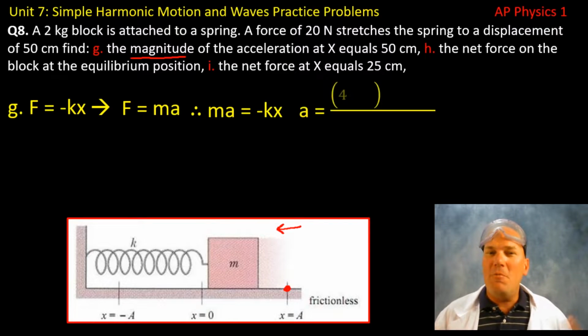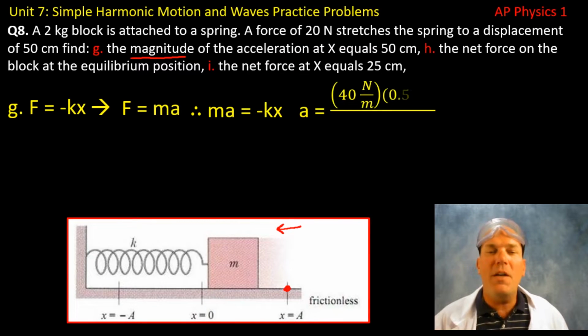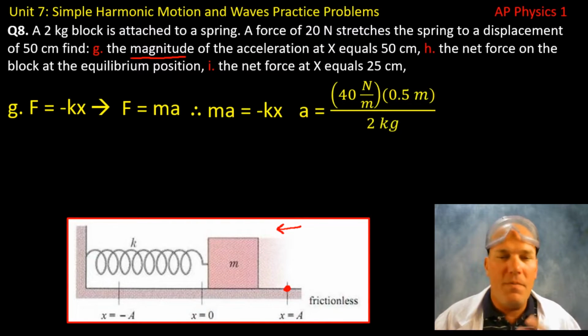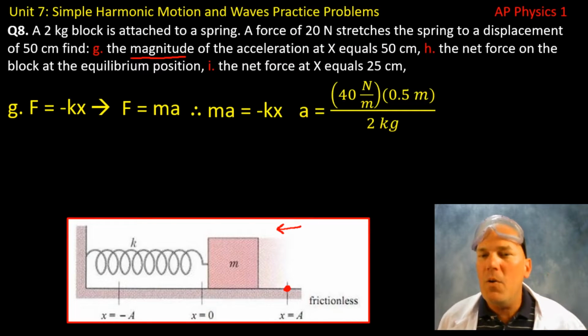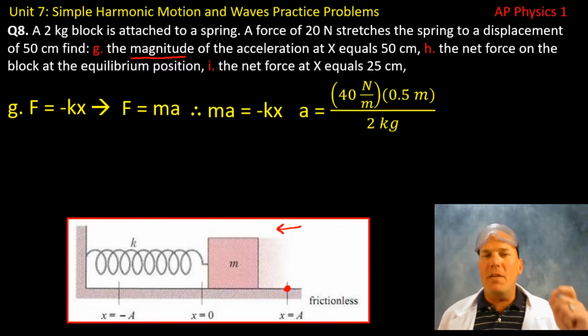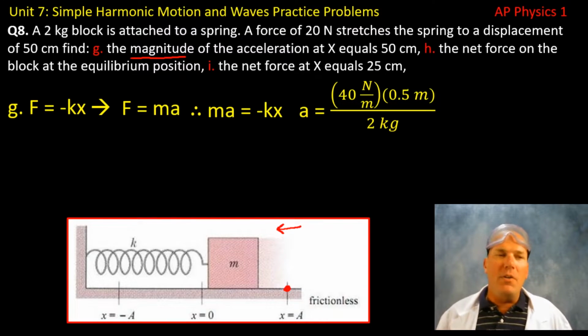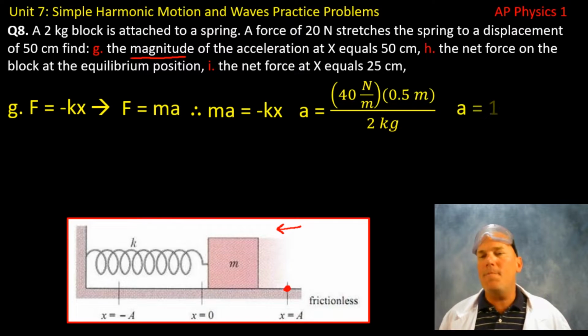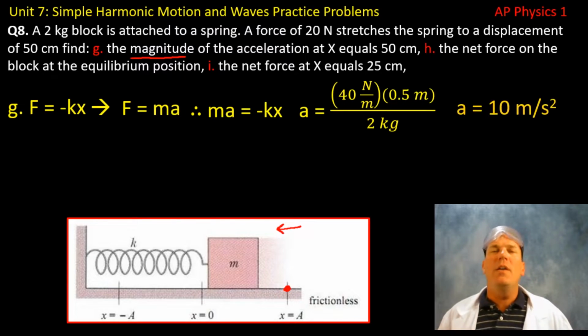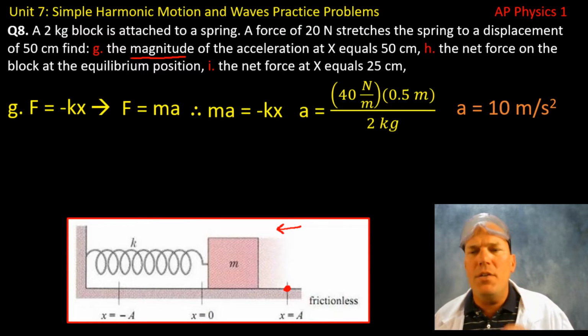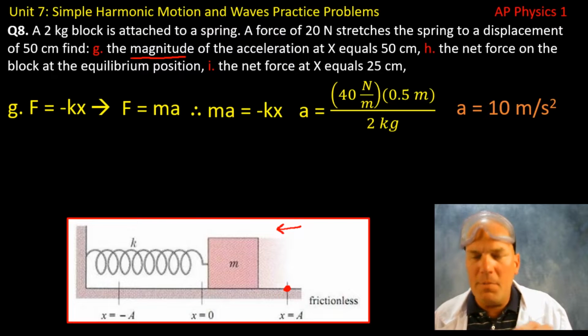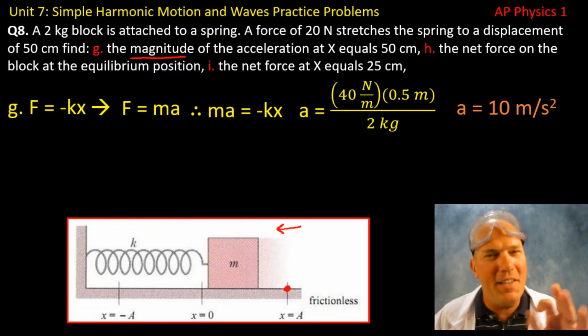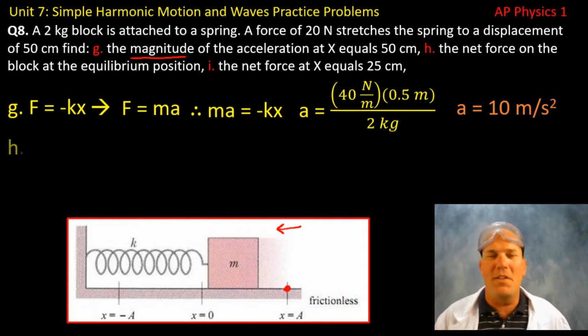And with that, we can solve for the magnitude of the acceleration. We know k, we found that. We're given the position at 0.5 meters, and we also know the mass of the block, so it comes into play. We are able to find the acceleration at x equals 50 to be 10 meters per second. And again, that's the magnitude of the acceleration.